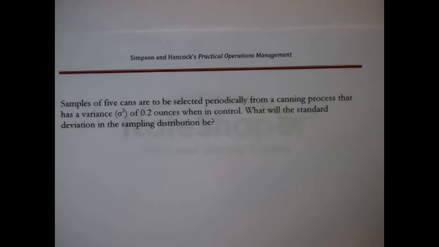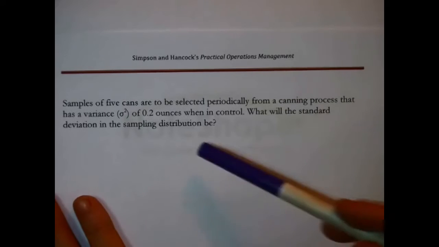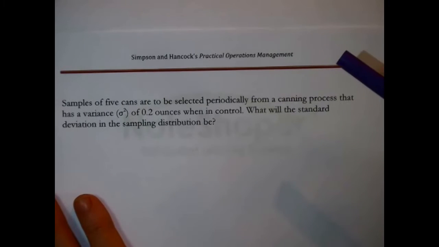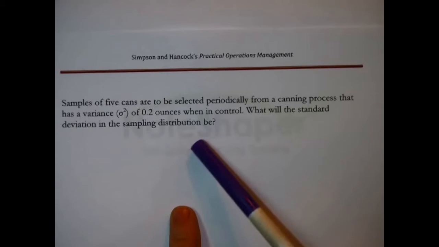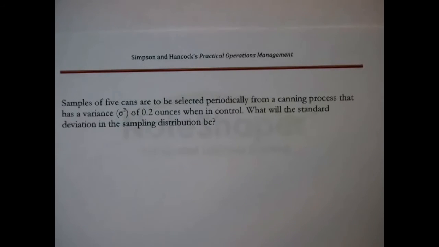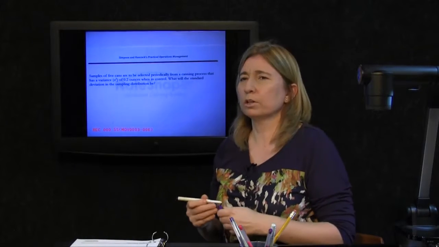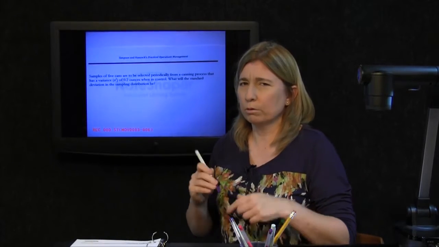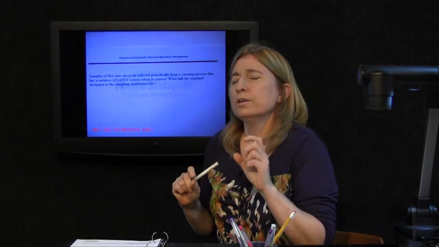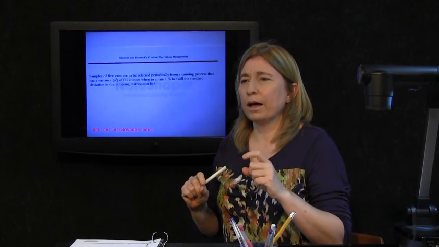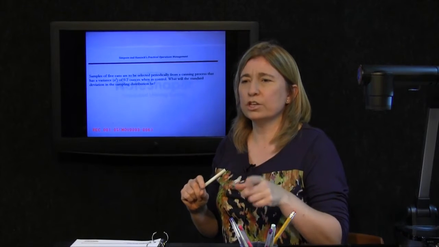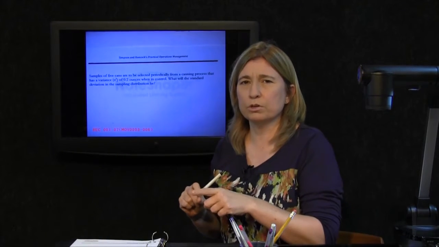Now let's look. Samples of 5 cans are to be selected periodically from a canning process that has a variance of 0.2 ounces when in control. What is the standard deviation of the sampling distribution? Oh, wait. Okay, now, what is this very short problem designed to make you watch carefully? It's asking about the standard deviation in the sampling distribution.